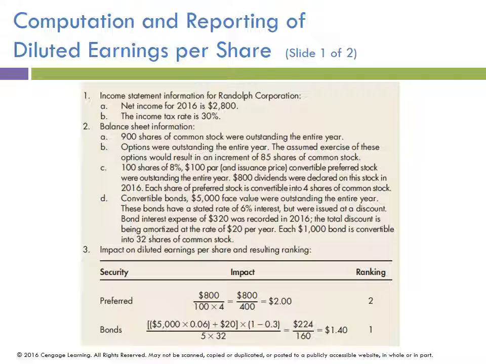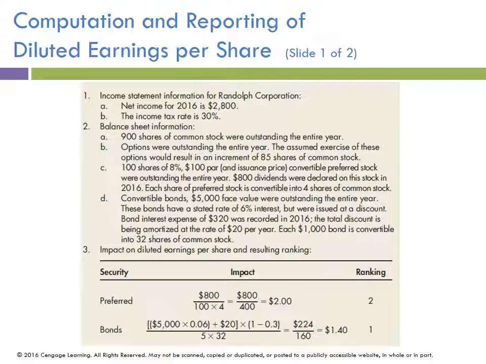Income statement information. Net income is $2,800. Income tax rate is 30%. 900 shares of common stock were outstanding the entire year. The options were outstanding the entire year. The assumed exercise of these options would result in an increment of 85 shares.